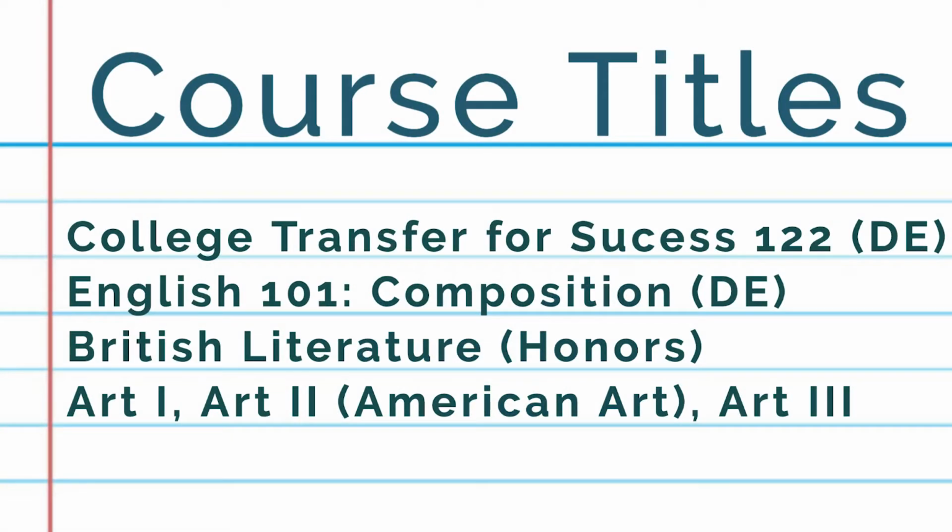Now, course names. A couple notes on these. These need to be consistent across your transcript, dual enrollment transcripts if your student's taking any dual enrollment courses, and across your course descriptions. For example, one of Elizabeth's college courses was College Transfer for Success 122. That was the official name inside the course catalog at her school. And then I put in parentheses DE. I'll get to that in a minute.